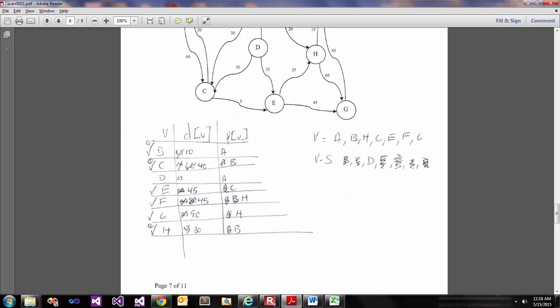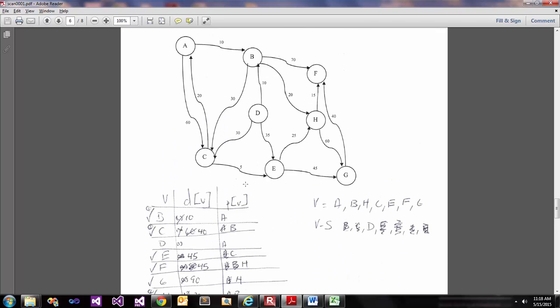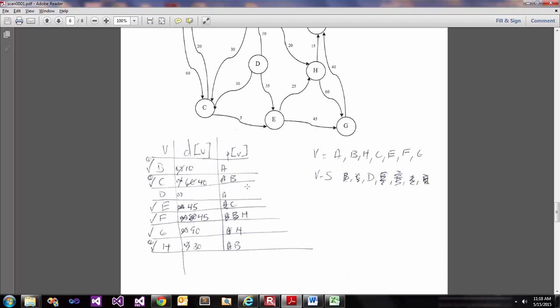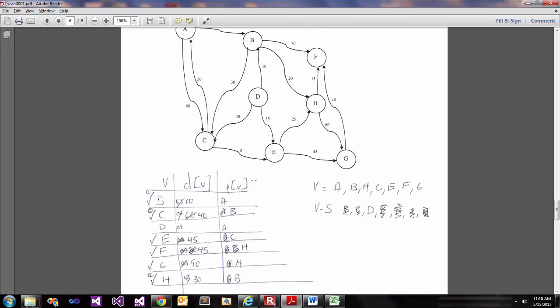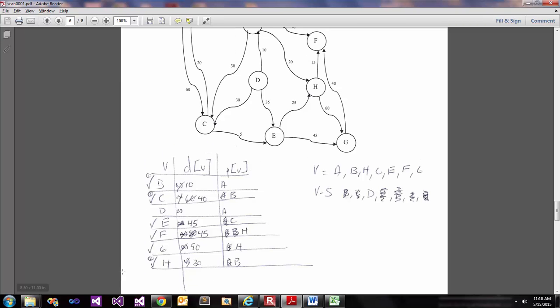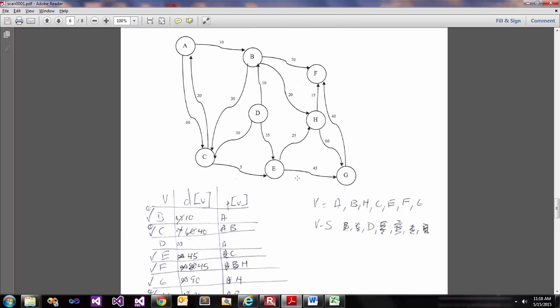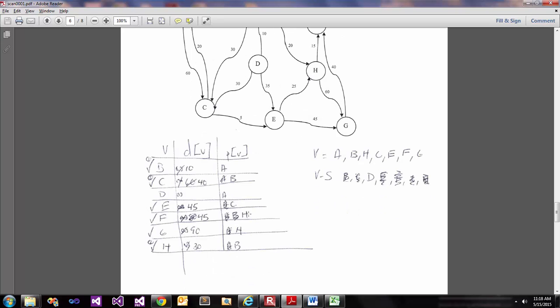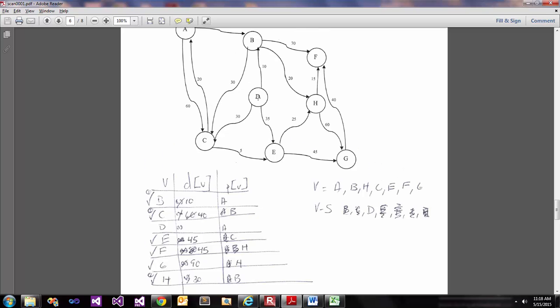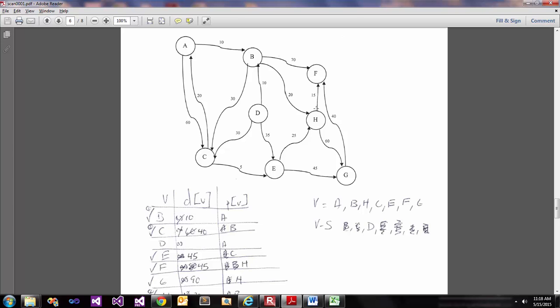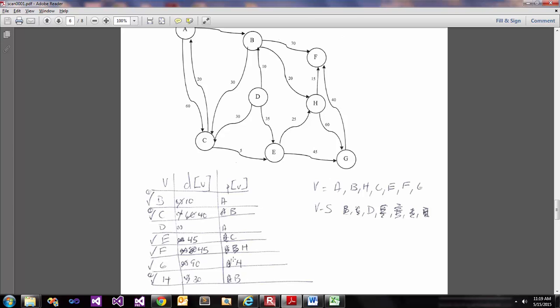And then here's our final table for Dijkstra's. If, for example, we asked what's the shortest path to F, we could go back and figure that out. To find the shortest path from A to F, we would go through H, which would go through B, which would go through A. So the shortest path from A to F is A, B, H, and F, with a cost of 45.